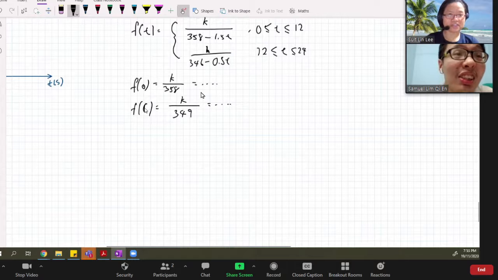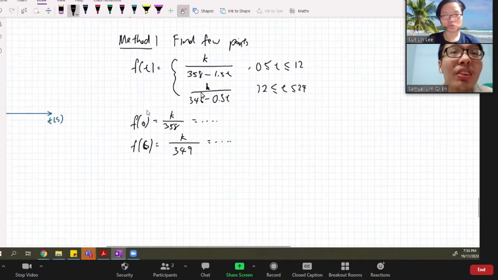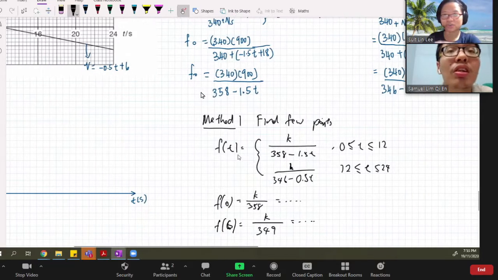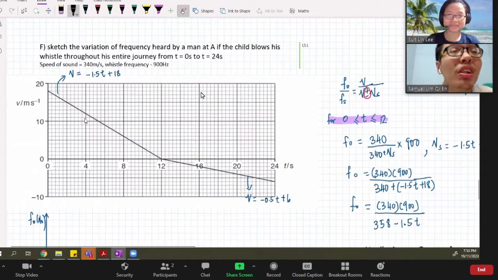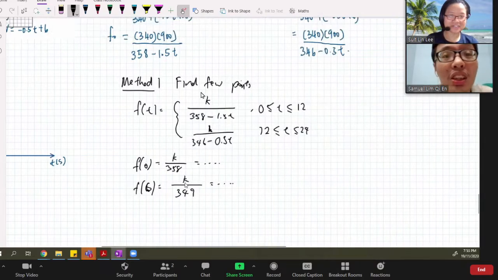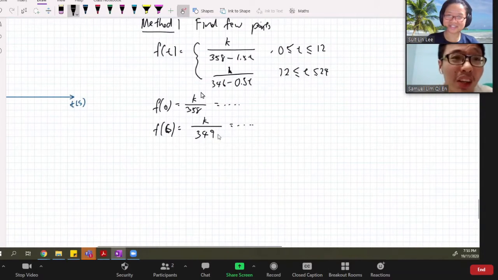I already drew the v-t graph. I can directly read the values from the graph, right? Which one? The graph here? Sure, if you want to do that. I guess that's another option, there's another way. But whatever, you can find a few points like this.